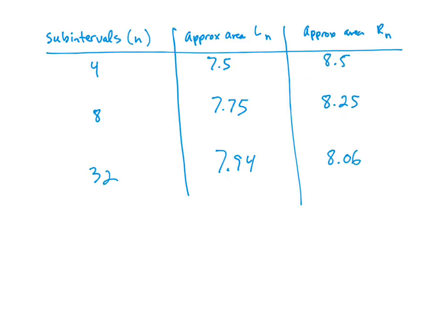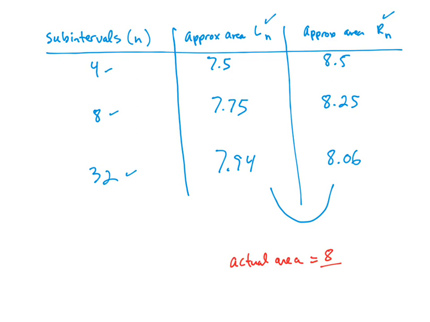And so here is just a summary of what we've just done. So we had 4 subintervals, then 8, then 32, and we can see that the approximations are changing, whether we're on the left or the right side. And it looks like both of these seem like we're converging on the same value. It looks like we're approaching 8. And in fact, that is the actual area under the curve, 8 for this particular function between 0 and 2.